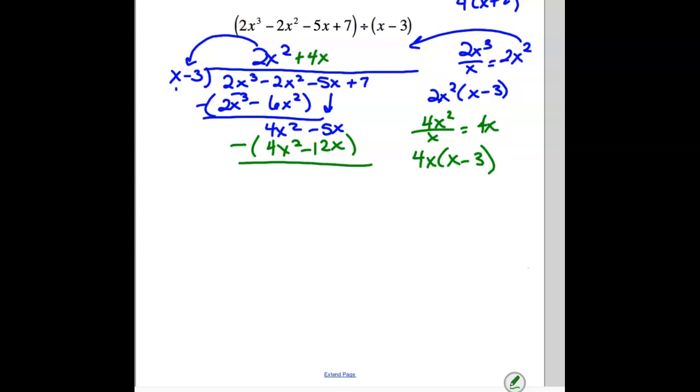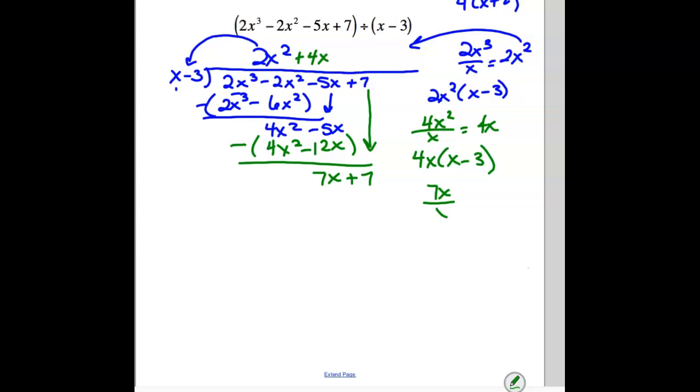So 4x squared minus 4x squared, those are gone. We have a negative 5x. We're subtracting a negative, so we're really adding 12x. We end up with 7x. And we're going to bring down our last term and repeat our process.